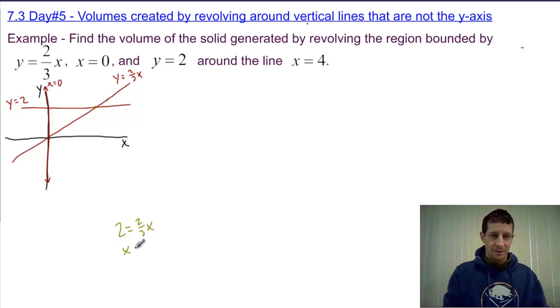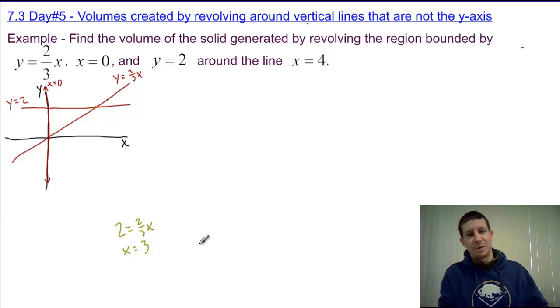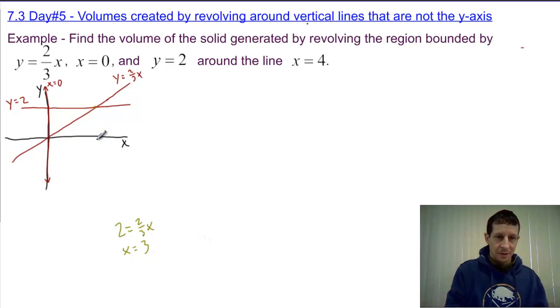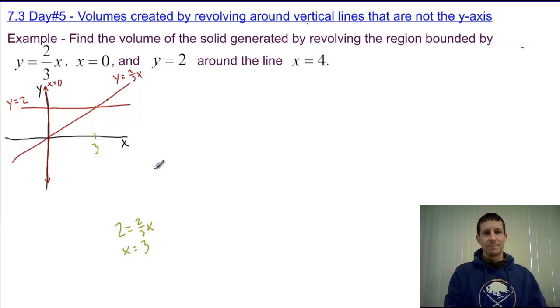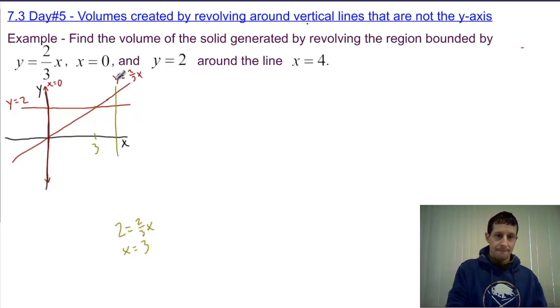Like we've always done, we can either solve this by hand or actually graph these in our calculator and find the solution, but we would end up with an x equals 3. So we know that this part right here is 3, which helps us to know that x equals 4 would be a vertical line out here someplace that I'm going to draw in.